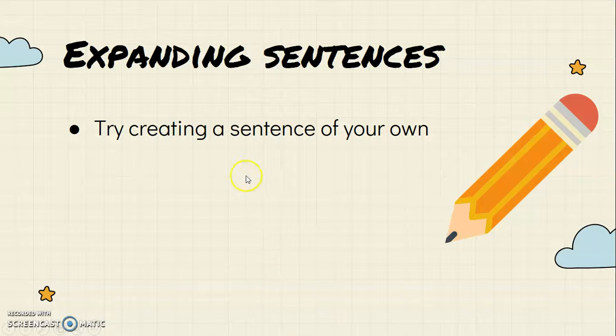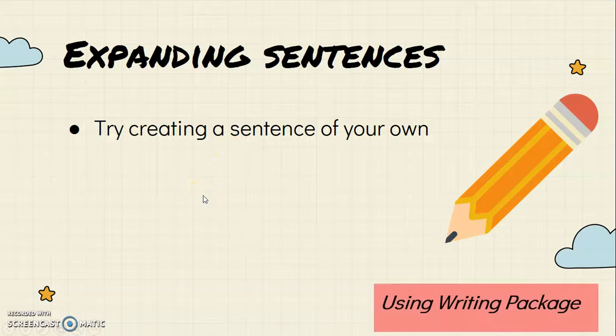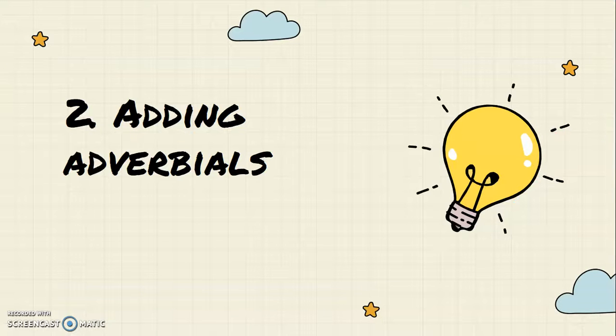You can try using your writing package by adding in other word classes. And it's your turn to create a sentence of your own. Maybe you can create a very short sentence. And in pairs, you can add in different word classes to make it more interesting. It's inside your writing package as well. Please take a look.